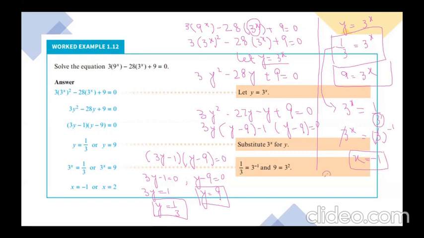Second case, 9 equals 3 power x. So 9 equals 3 square. The bases cancel out, so the power is x equals 2. So the two values of x are x equals minus 1 and x equals 2. That's it from this lecture.